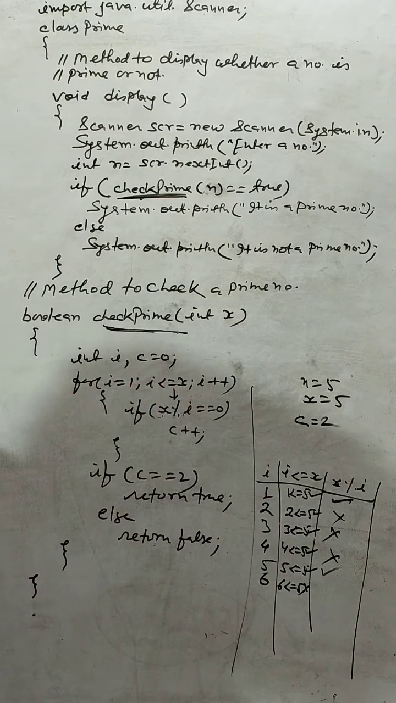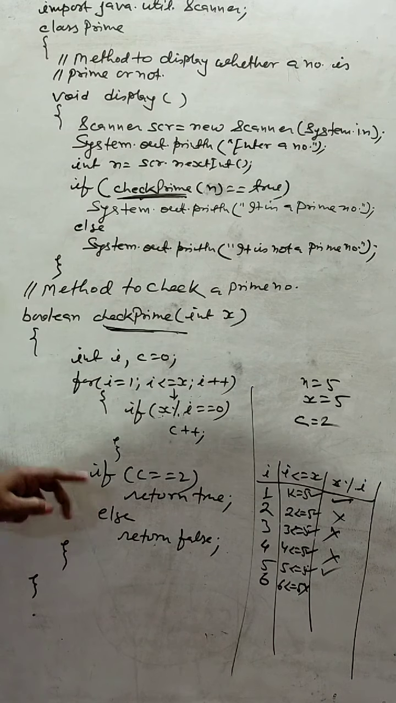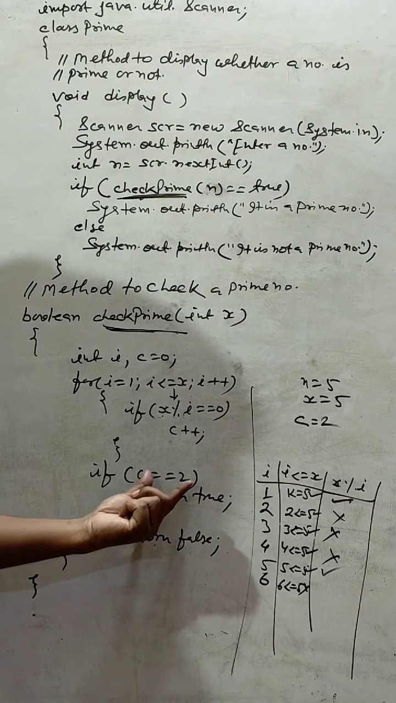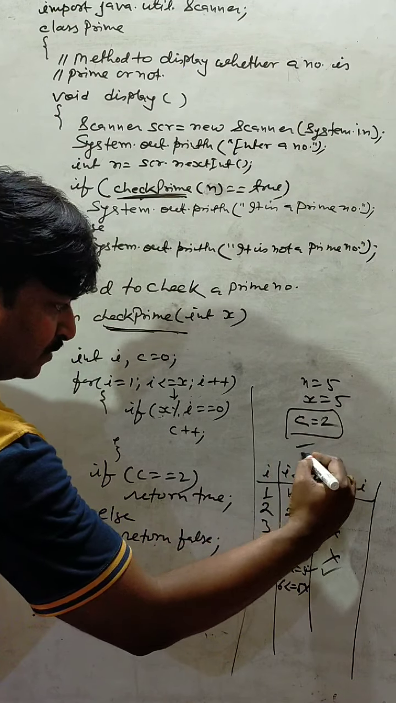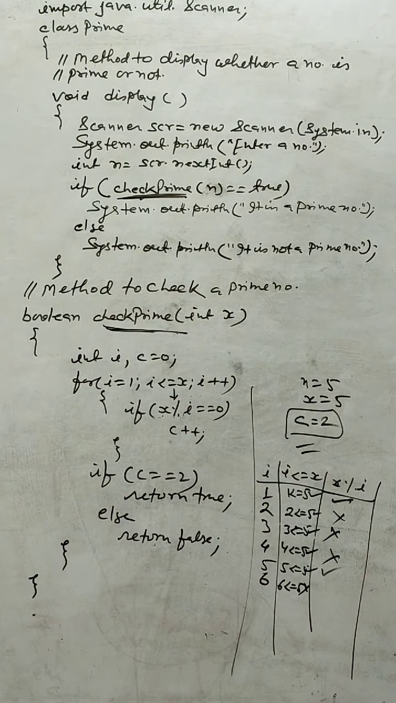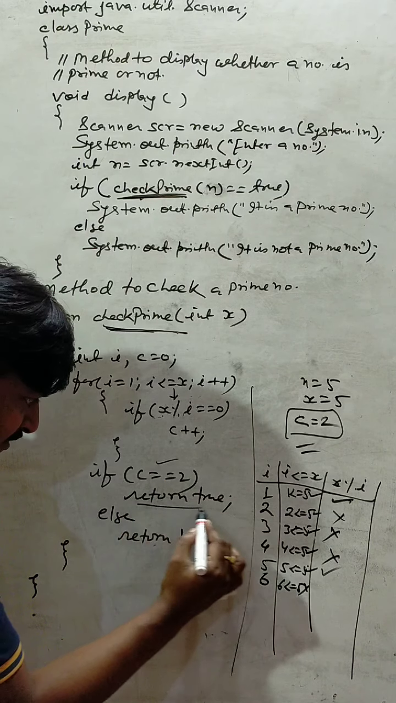Therefore the loop will terminate and the control moves outside the loop. Outside the loop, here, if C equals 2. See, the new value of C is now 2. C equals 2, therefore this condition is true. Now it will return true.